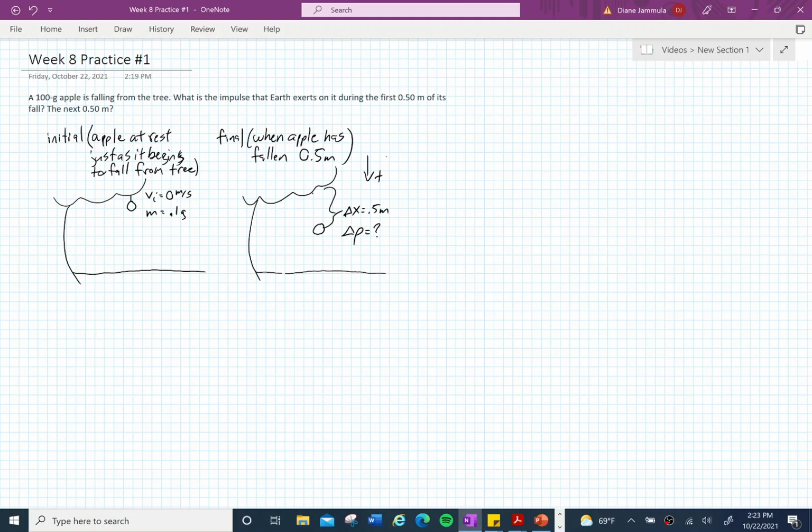I need a system. My system will be the apple. That's it. And I already defined my initial and final moment. So I can say that the momentum of the apple initial plus any change in momentum will equal the momentum of the apple final.